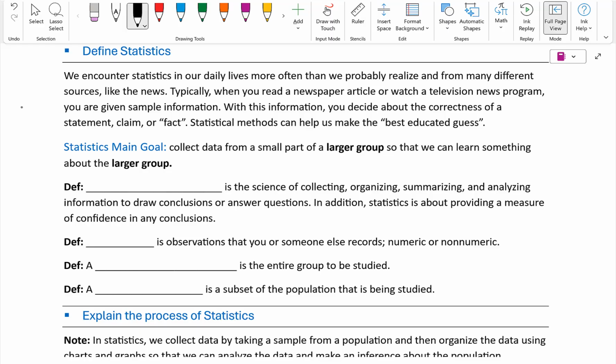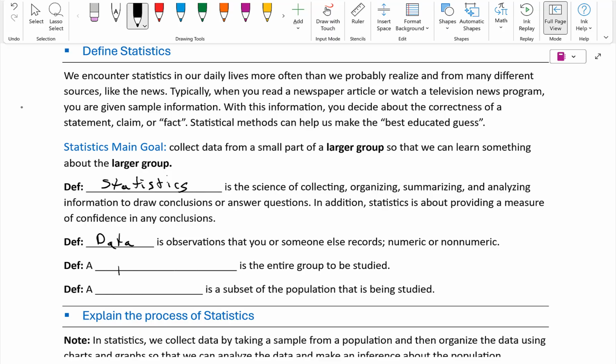With a formal definition, we say that statistics is the science of collecting, organizing, summarizing, and analyzing information to draw conclusions or answer questions. In addition, statistics is about providing a measure of confidence in any conclusions. And we talk more about that confidence much later in the semester. So we start with a definition. Data in general is observations that you or someone else records, numeric or non-numeric. And we'll differentiate between the types as we move through this lesson.